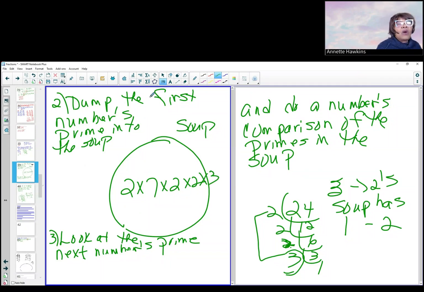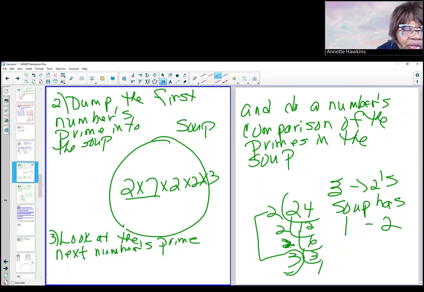Okay. So the goal is this. Every number that you have, you should see the prime factorization in your soup. Okay. So let's see. 14. I see that right there. 24. 2 times 2 times 2 times 3. I see that, but I don't have too much. Okay. So what did we do? We just dump the first number's primes into the soup. And then for all the other numbers, we list the primes that the number has and how many they have and see if we have that many in the soup.